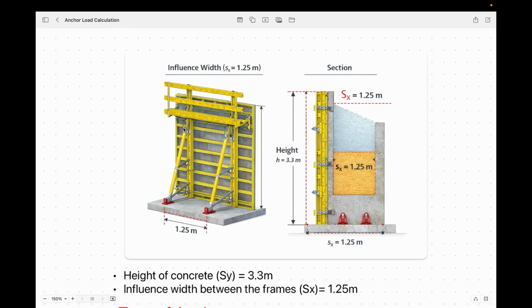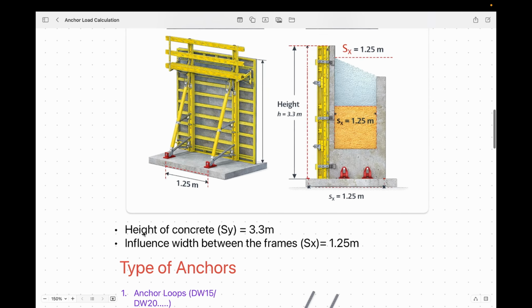So let's start. I have assumed a panel which is connected with two single-sided frames. The height of the concrete is 3.3 meters, as you see here. So the height of concrete I will consider as Sy, which is equal to 3.3 meters. The influence between the frames, Sx, which is the influence width, is 1.25 meters.